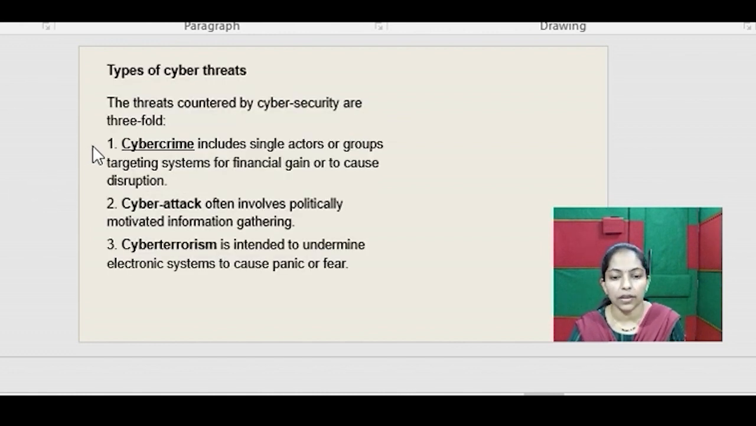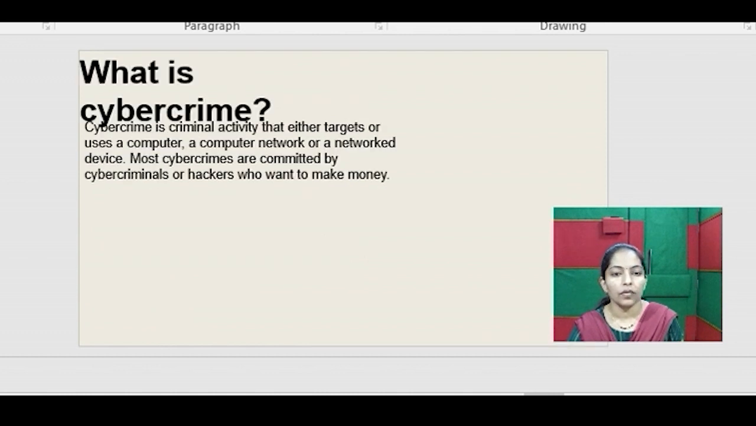Next, types of cyber threats. There are mainly three types of cyber threats. First is cyber crime, which includes single actors or groups targeting systems for financial gain or to cause disruption. Second is cyber attack, which often involves politically motivated information gathering. And next is cyber terrorism, which is intended to undermine electronic systems to cause panic or fear.